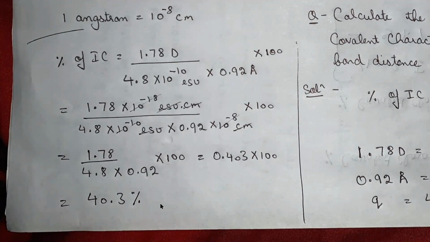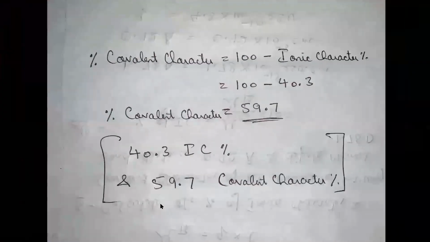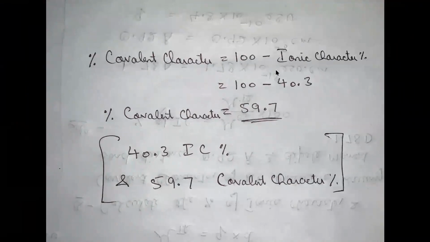But we have to calculate covalent character also. For that, we simply subtract the ionic character percentage from 100. After subtracting, we get the percentage of covalent character, which is equal to 59.7%. After this, we know both characters and their percentage. So we get 40.3% ionic character and 59.7% covalent character in HF molecule.